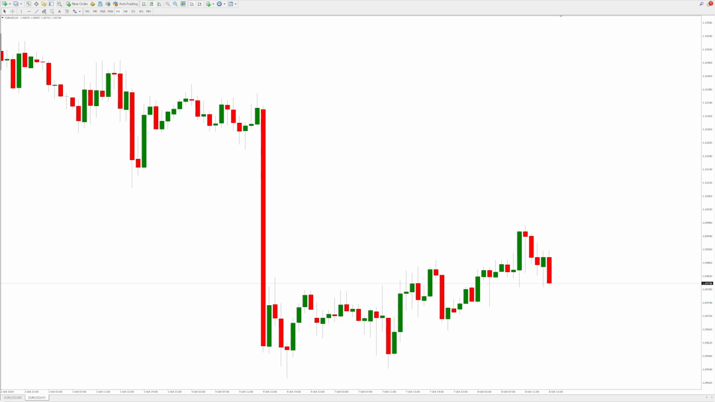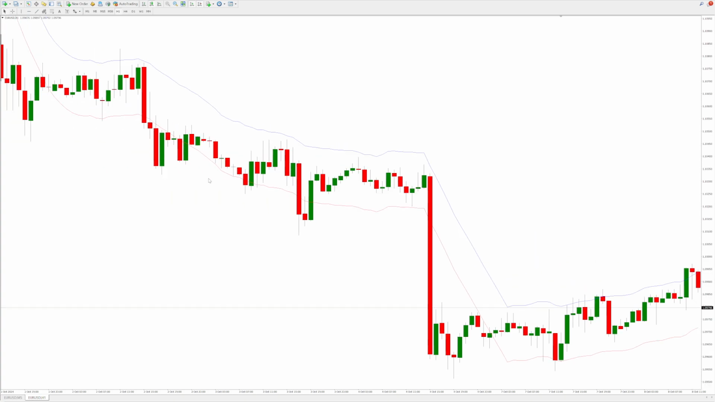Hi traders, and welcome to this video on trading reversals using the envelopes indicator. So the first thing I'm going to do is place the envelopes indicator onto the chart here. This is a 1 hour chart of the euro dollar.